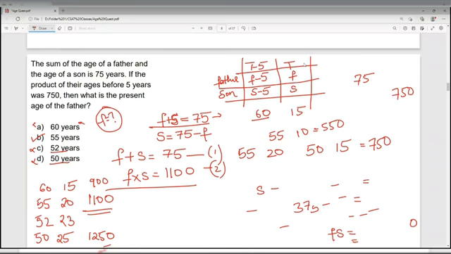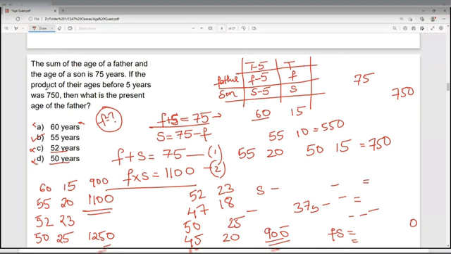55 years. If you take 52, the son's age would be 23. If you minus 5, this will become 47, and this will become 18. So even if you multiply, you would not get 750. So you take 50 and 25. So 50 becomes 45 five years back, and the son's age would be 20. And if you multiply this, you would get 900. Again, this will be a wrong answer.